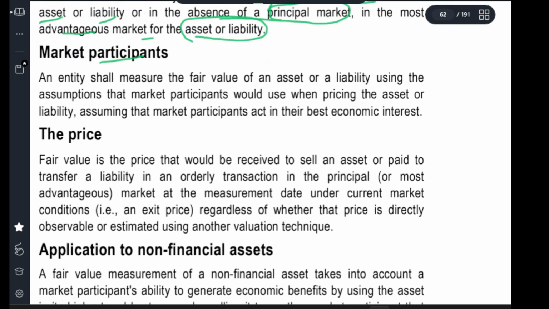Market participants. The entity shall measure the fair value of an asset or liability using the assumptions that market participants would use when pricing the asset or liability, assuming that market participants act in their best economic interest. Market participants should not influence the market. It should be fair value. The goods should be sold at a very fair value. It should not be sold underpriced or overpriced.